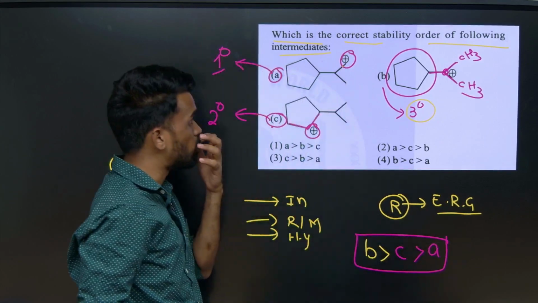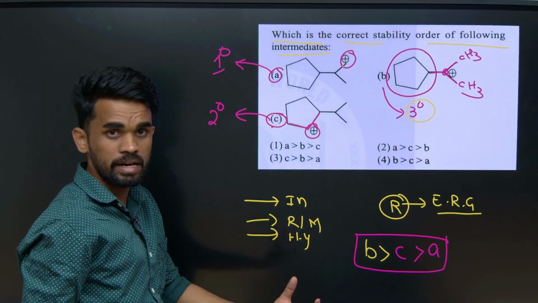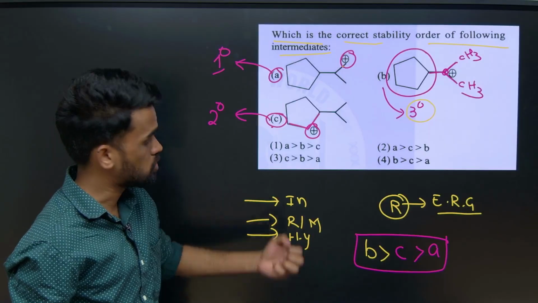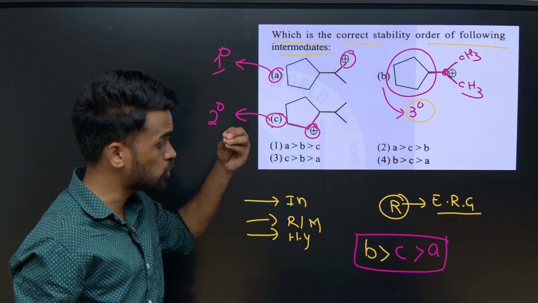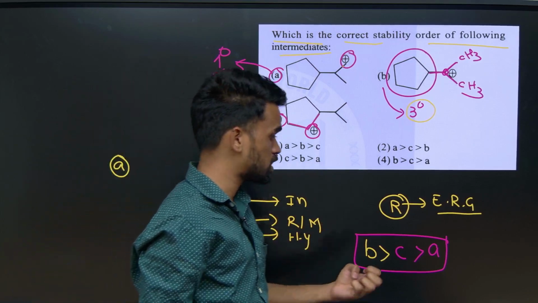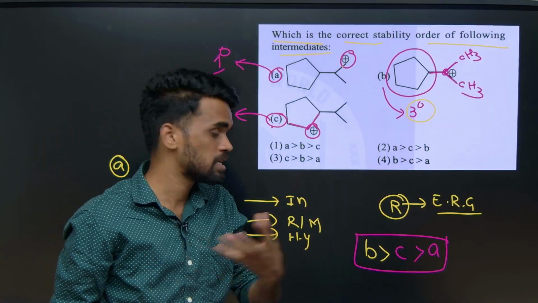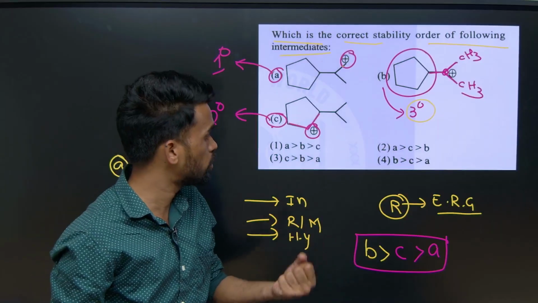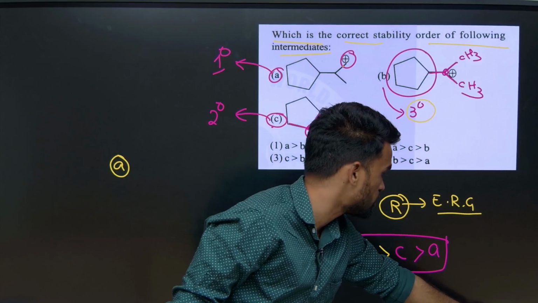This can be more clearly explained with hyperconjugation, which we are going to learn in the upcoming classes. So as of now, just tackle it with the concept that you know. Always try to give it a try with whatever concept you know. You are going to get the answer, or at least some clues, and you can finalize the answer with that.